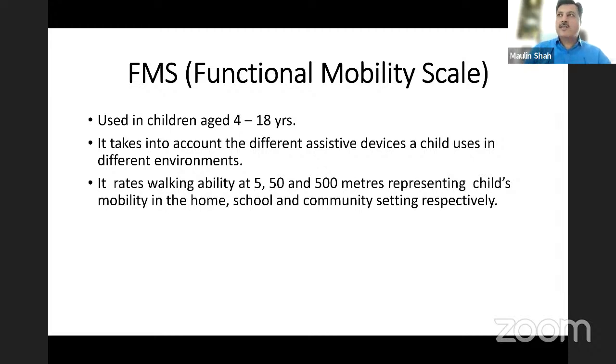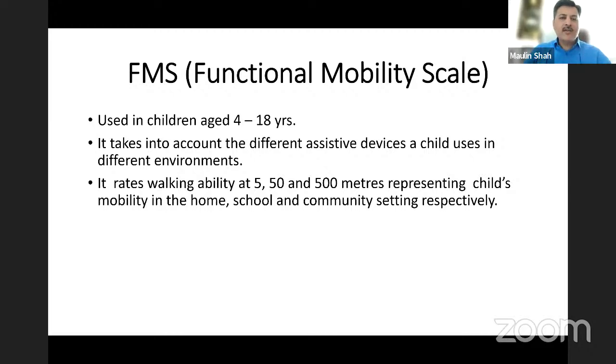And this we can discuss with the family. If a GMFCS 4 child comes at the age of 15 and they have expectations that by surgeries you can make them an independent ambulator, we have to tell them at the outset that that is not the goal of treatment.